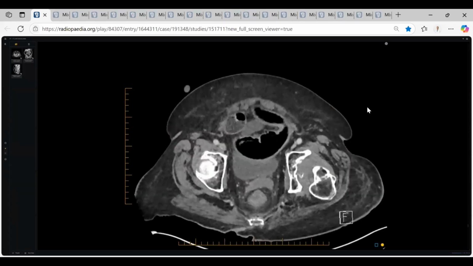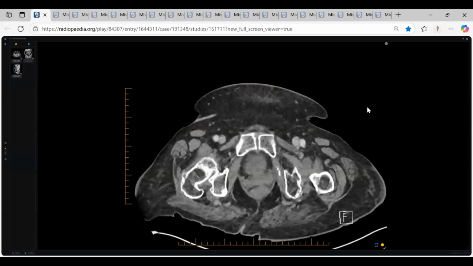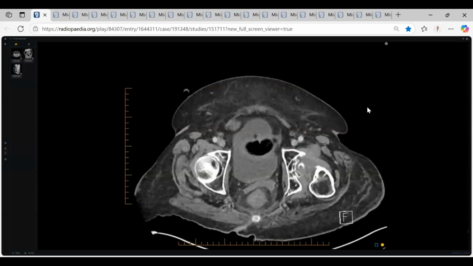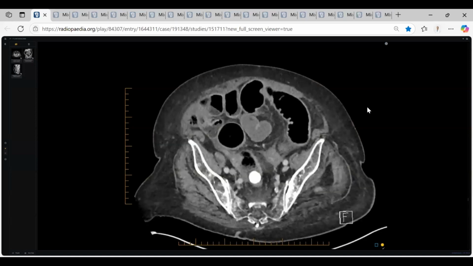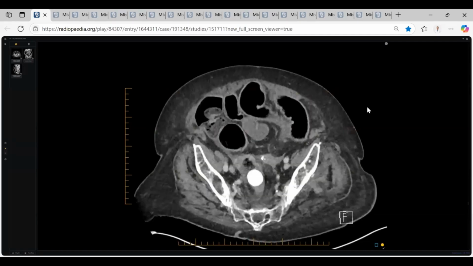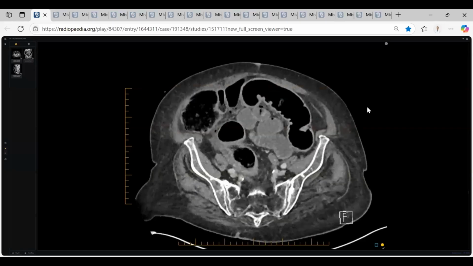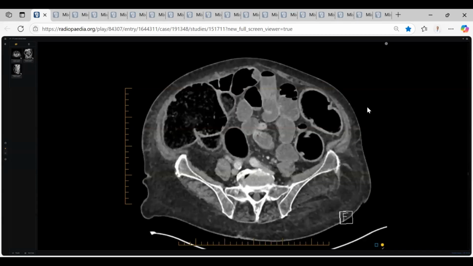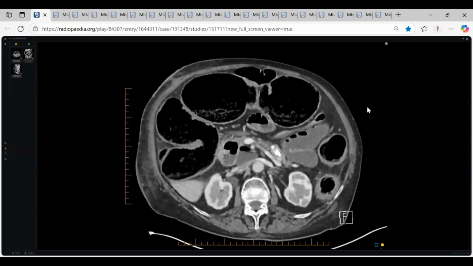So what's your differential? Give me any clue for the case. What are you thinking about, doctor? I'm thinking about any lesion in the bowel. Go down. Stop. What is this? This is dense calcification in the rectum. Okay, and proximal to it, what happened? Dilatation.